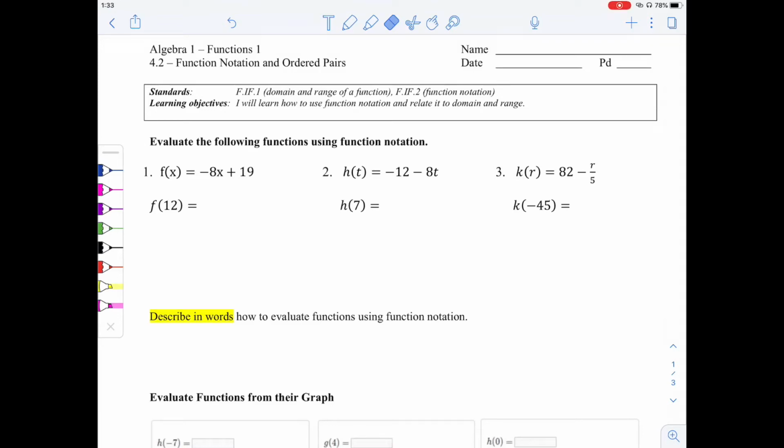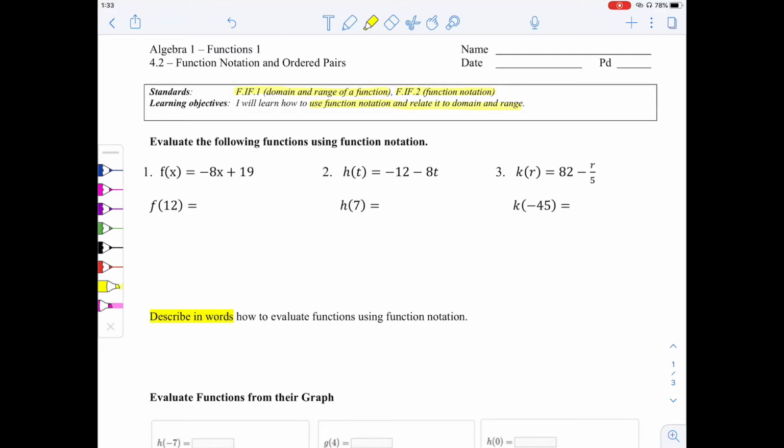Okay, welcome guys. Welcome to 4.2, function notation and ordered pairs. For this standard, F-IF-1 is domain and range of a function, and F-IF-2 is function notation. Our learning objectives for today: use function notation and relate it to domain and range.